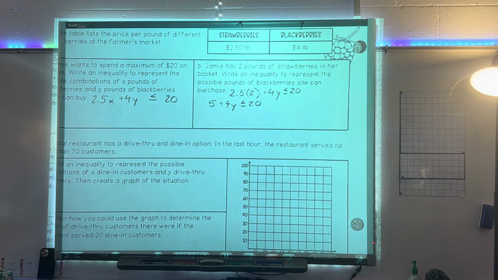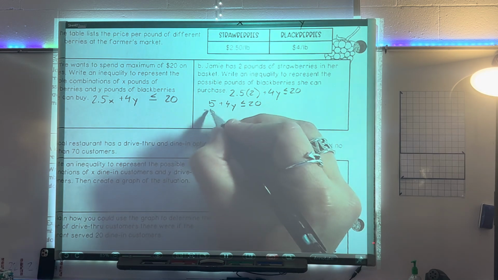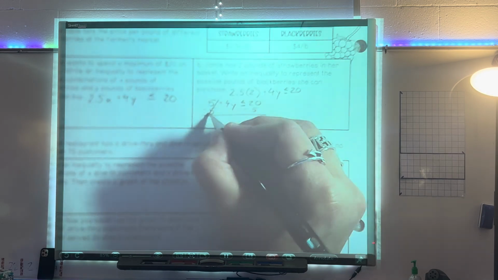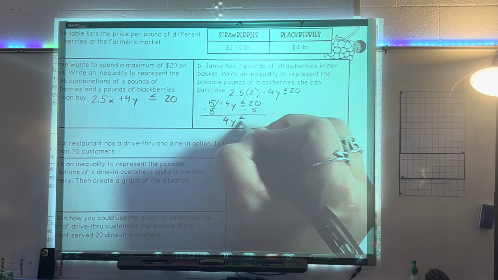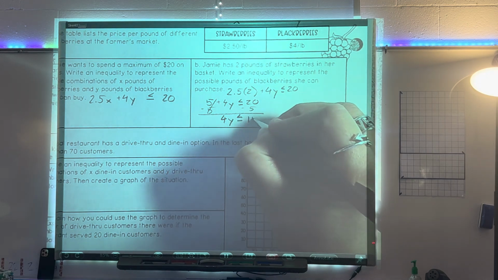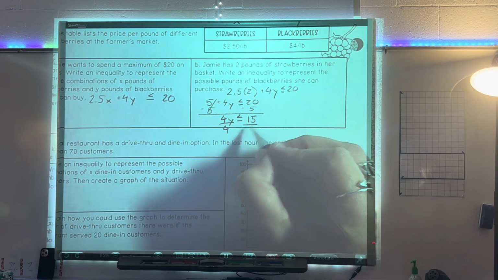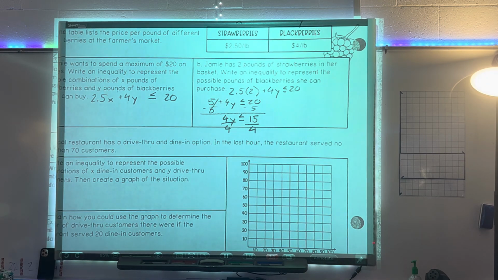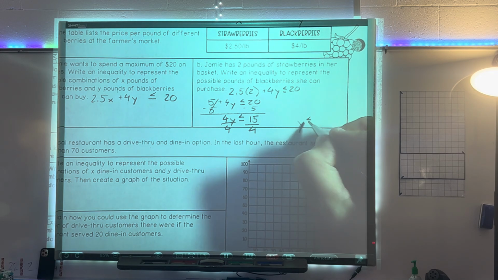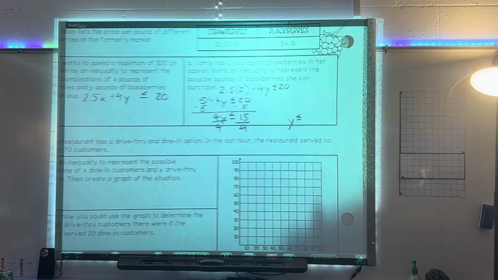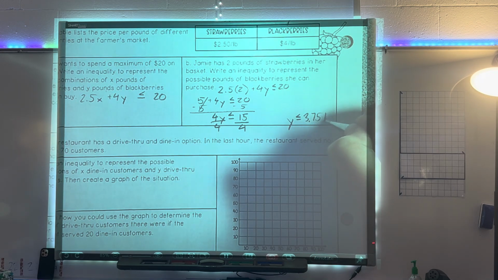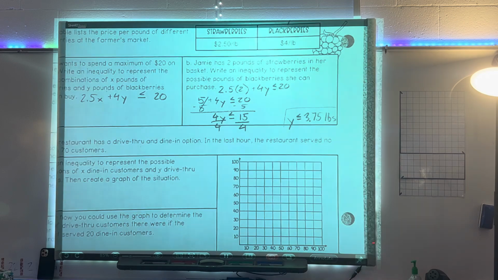Now, subtract my 5. I've got 4Y less than or equal to 15. Now what would I do? Divide out my 4. And since we're getting this in pounds, we can use the decimal here. So I get Y is less than or equal to 3.75 pounds. That particular problem, we're not gonna write 15 over 4 pounds. We'll go ahead and write it as 3.75. We okay there?